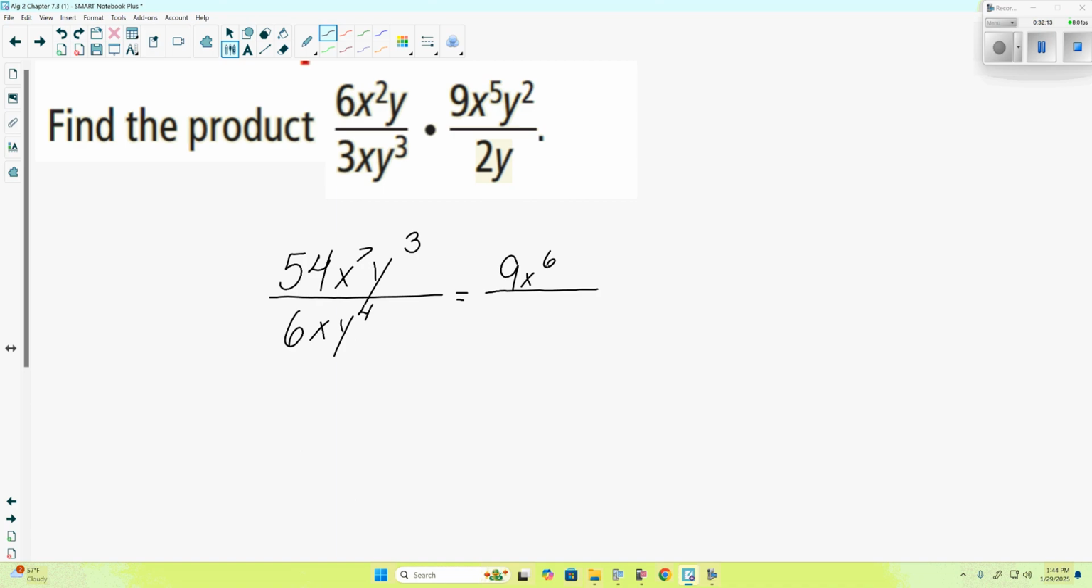The x on bottom would reduce out. y to the 3rd over y to the 4th. 4 minus 3 is 1, bigger on bottom. We can remove 3 y's on top and 3 y's on bottom, which leaves us with 1 y on bottom, leaving us with 9x to the 6th over y. But again, we don't have any additions or subtractions, so x cannot be 0, y cannot be 0.